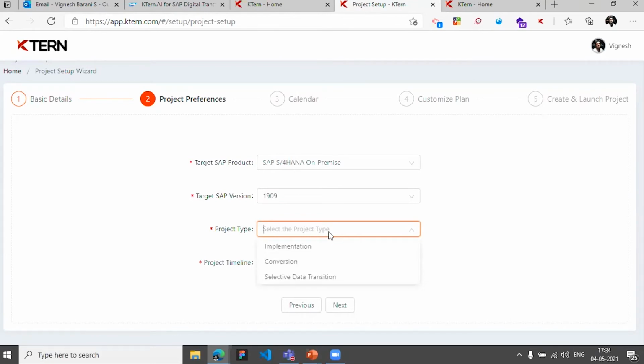Also, the project type matters: if you're doing an implementation or a conversion or a selective data transition, the amount of automation across the six phases, discover, prepare, explore, realize, deploy, and run, the automation factors can vary. Conversion being most automated, followed by implementation and then selective data transition.